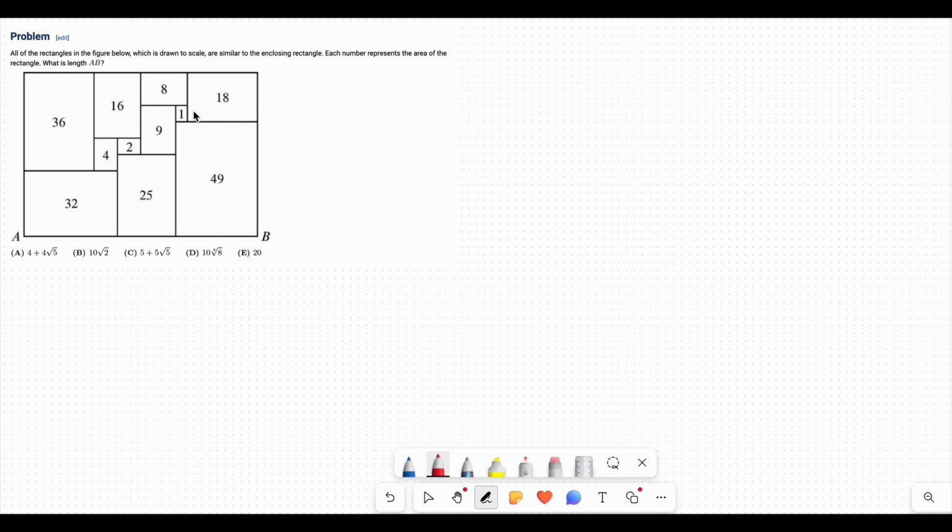What is length AB? So, first of all, what you need to know is that, oops, that is not what I was intending to do. I believe the draw function is here.